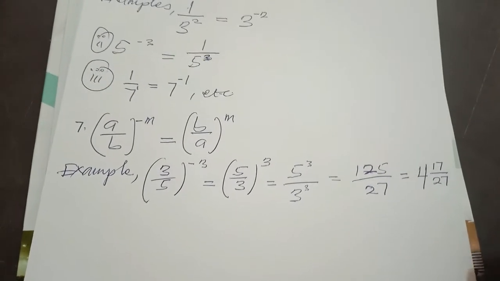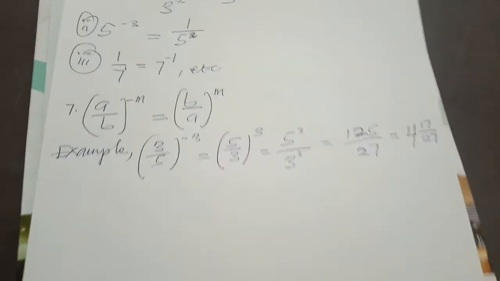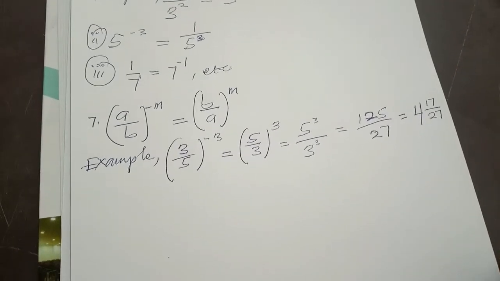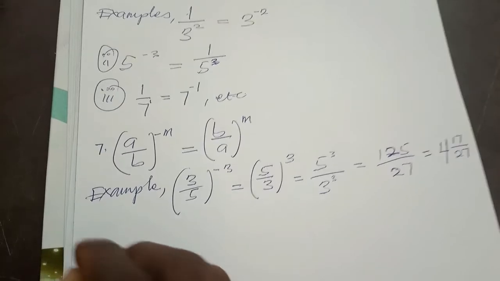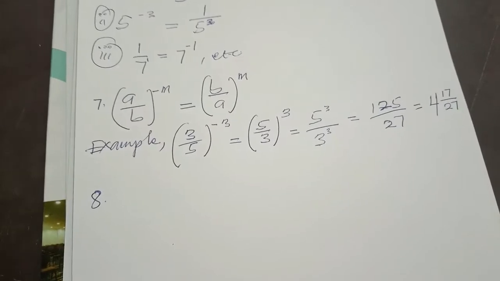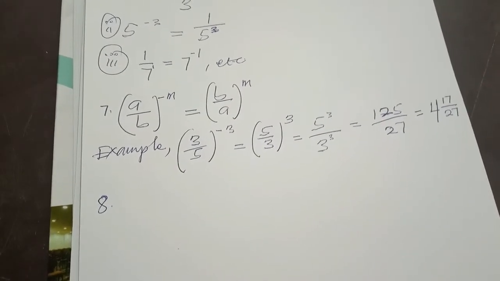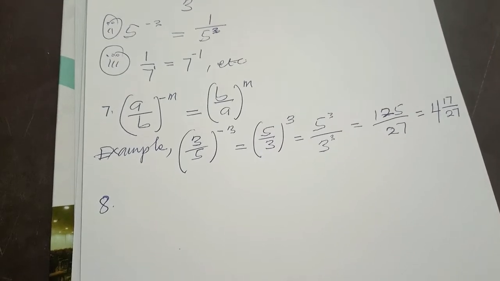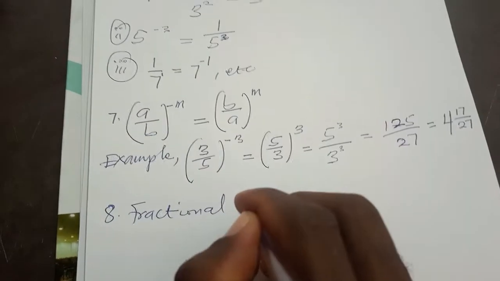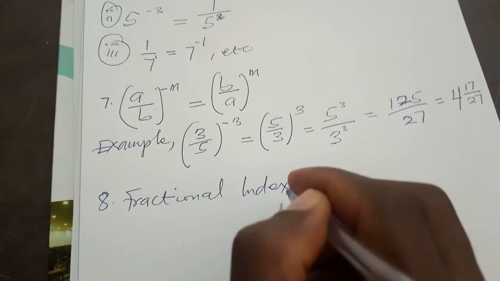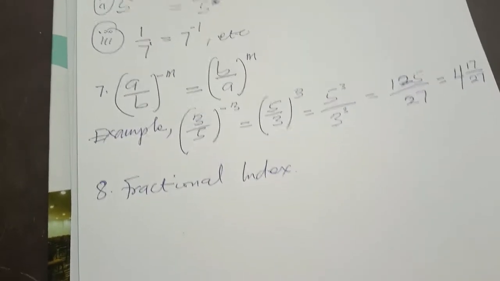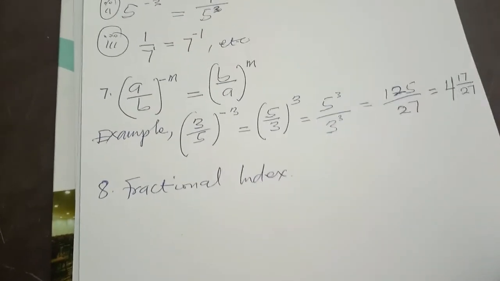All right, let's take the next law, which will probably be the last one for this lesson. So the 8th one, and that one I call the fractional index. The fractional index. So just as the name suggests, it means that the exponent is going to be a fraction.